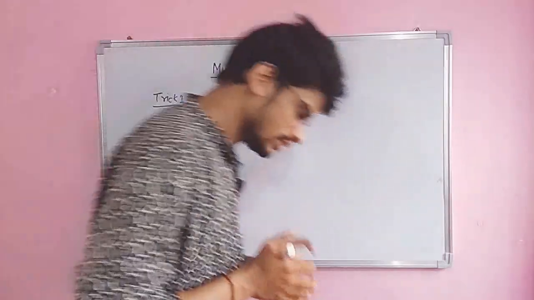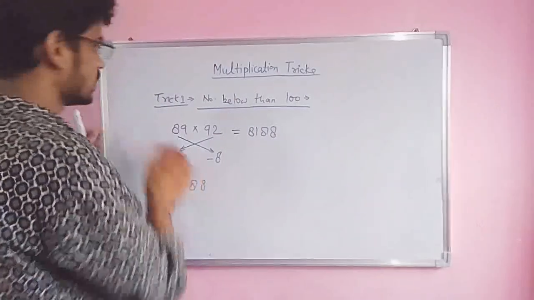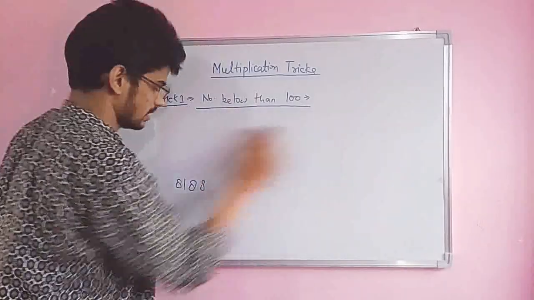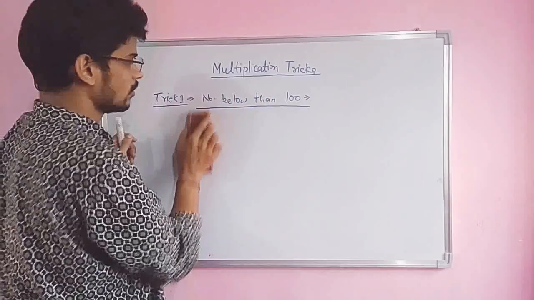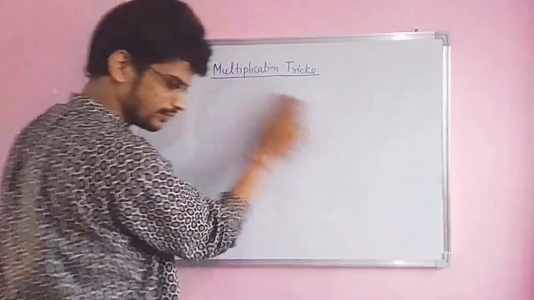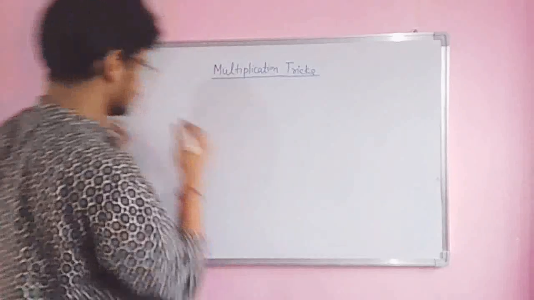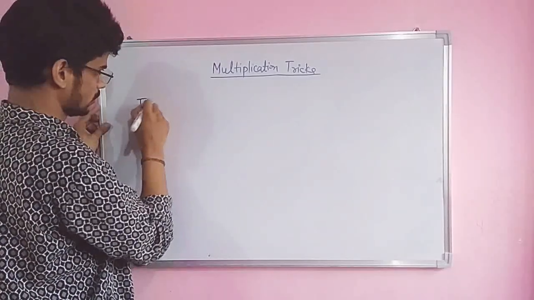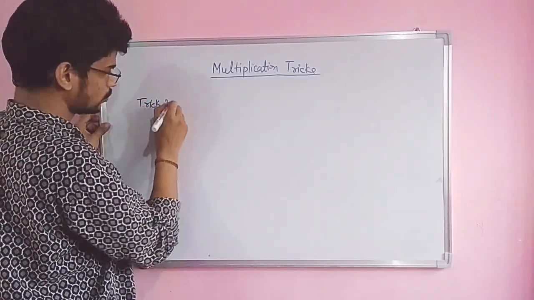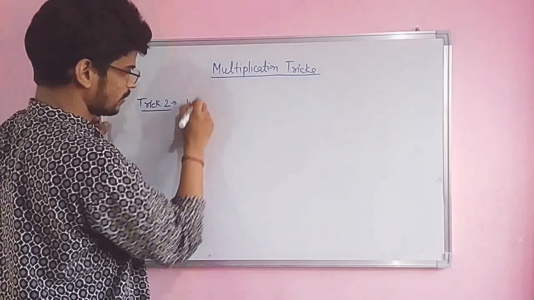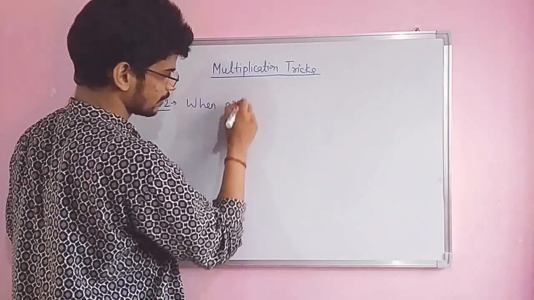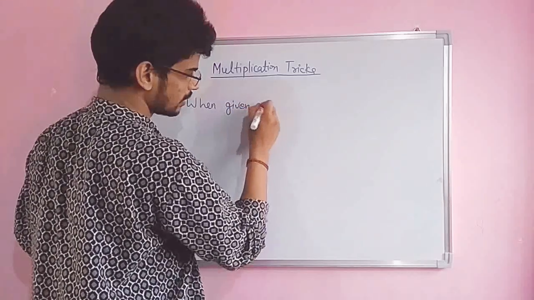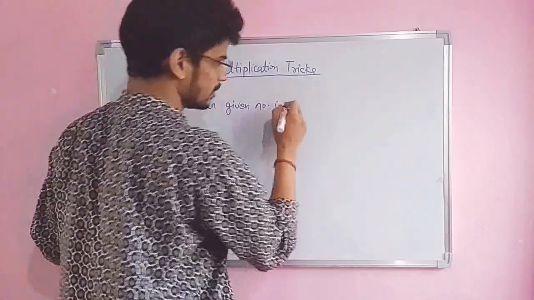Next, trick number 2. When the given numbers are greater than 100.